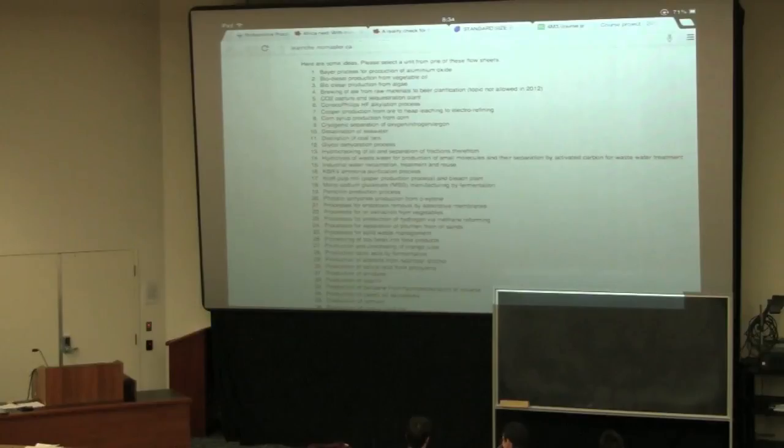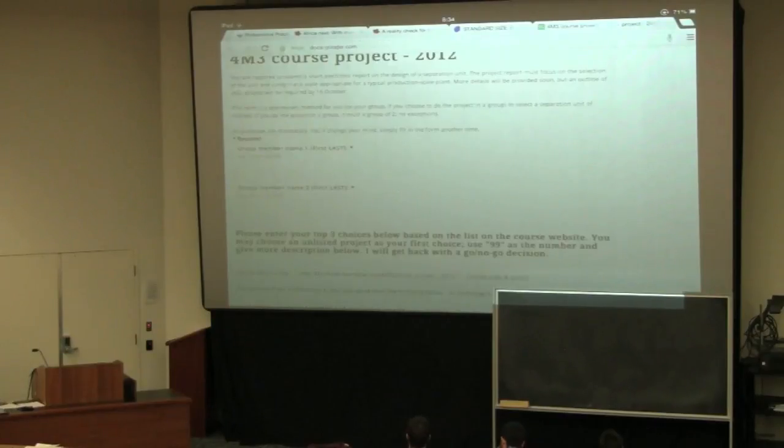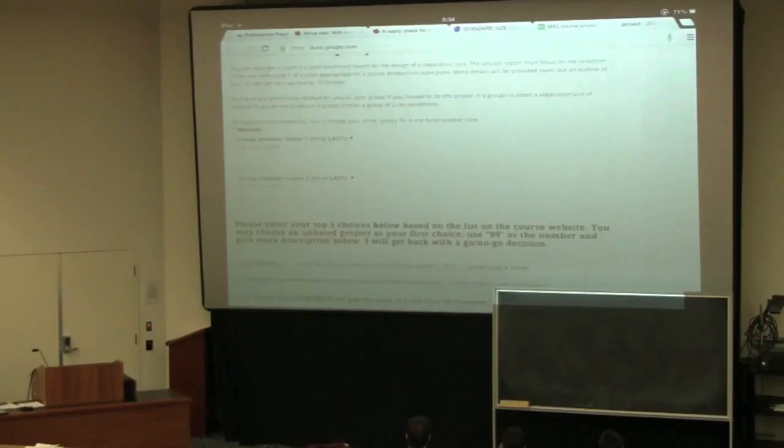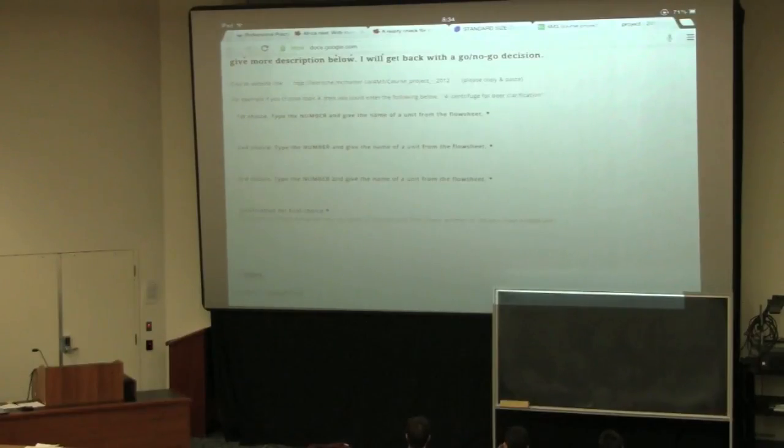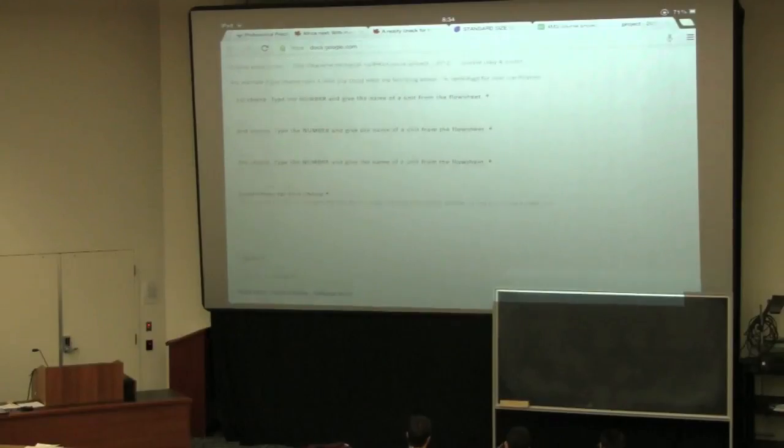To help coordinate that, on the course website there's a link that you can go to, and just fill in your group members' names, group member 1 and 2. Pick your first choice unit operation that you'd like to look at. Second choice and third choice you can also put in, and then write a justification for that first choice.